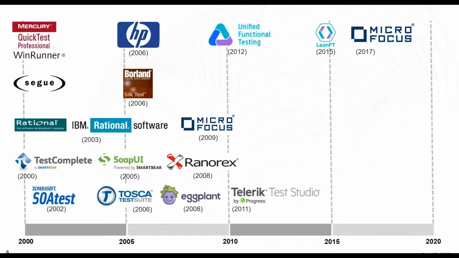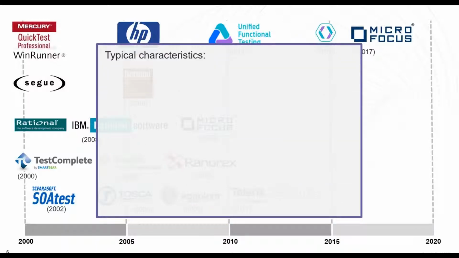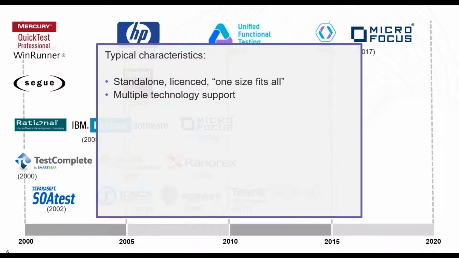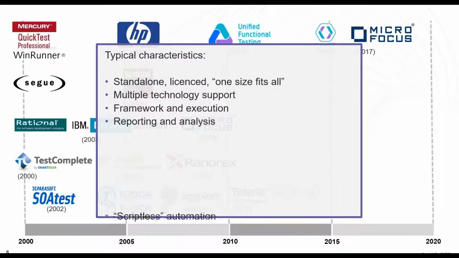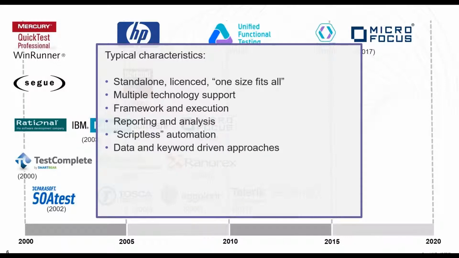So what are the key characteristics of these tools? They are typically standalone, licensed, one-size-fits-all tools with multiple technology support, e.g. web, Windows, terminal, SAP, mobile, API service. They have a combined automation framework and execution engine, i.e. the creation of tests and the driving of the application. Built-in test execution, reporting and analysis functionality and dashboards. Scriptless automation through recording, object recognition and repositories, drag and drop actions, assertions and waits. Data and keyword driven approaches.